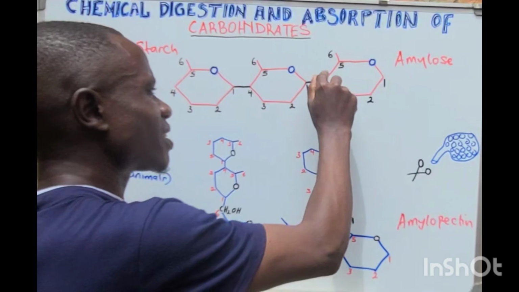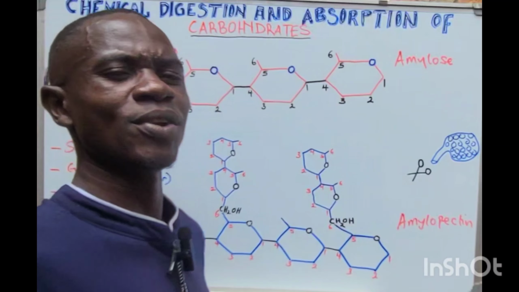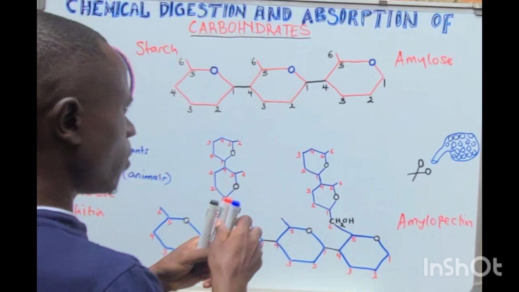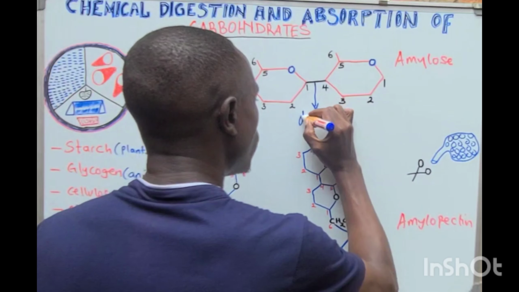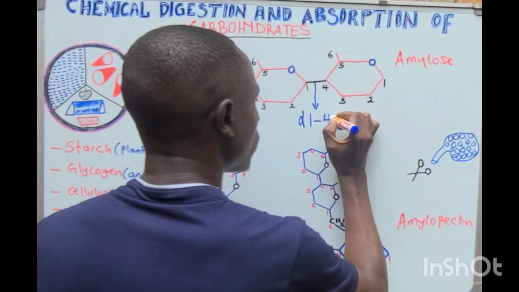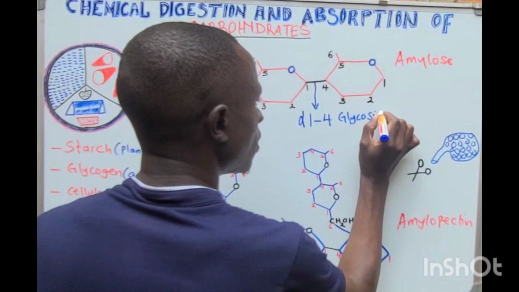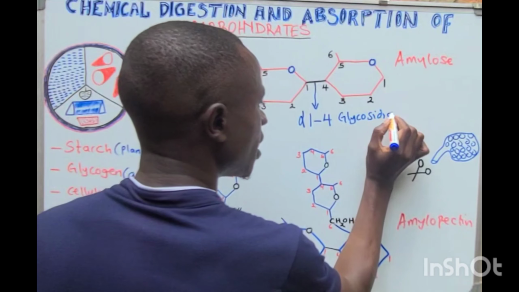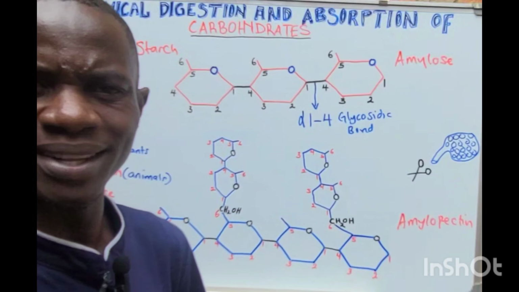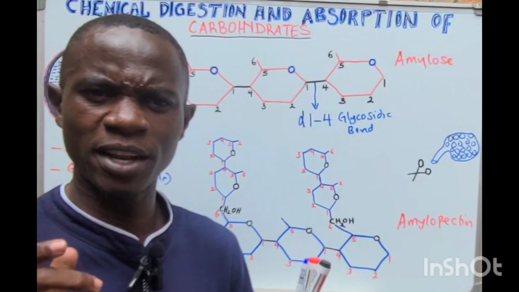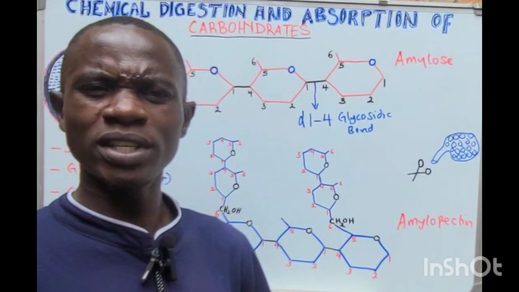Now, this bond, which is connecting these monosaccharides, you know how this bond is called? This bond here, which has been created, is what we call alpha 1 to 4 glycosidic bond. Okay, that is the name of that bond. This bond is very important. It is one of the main targets of one of the specific enzymes which I will talk about.